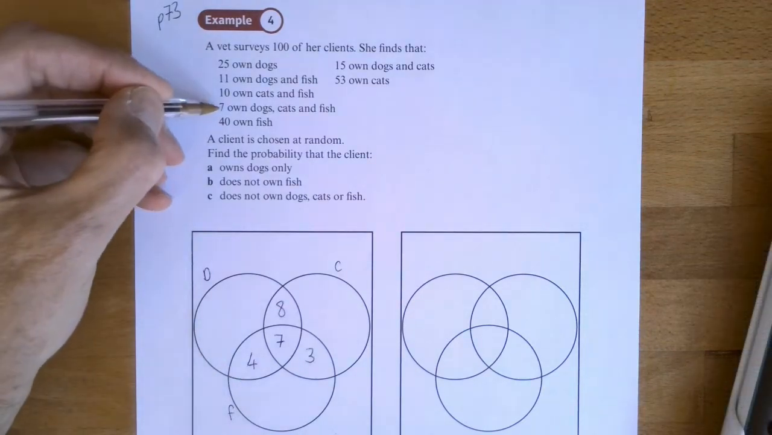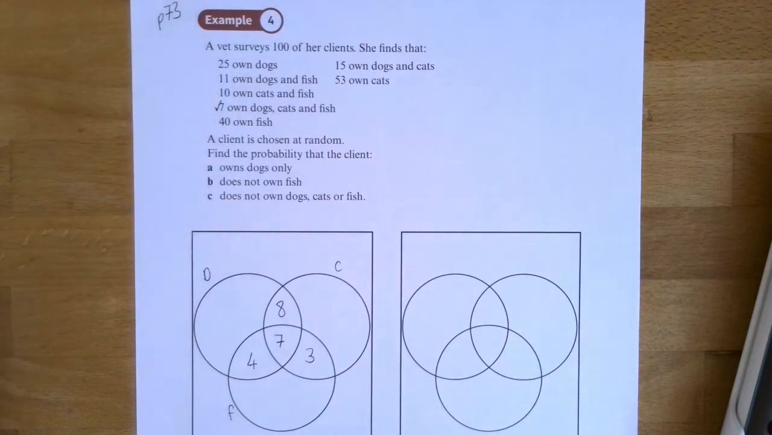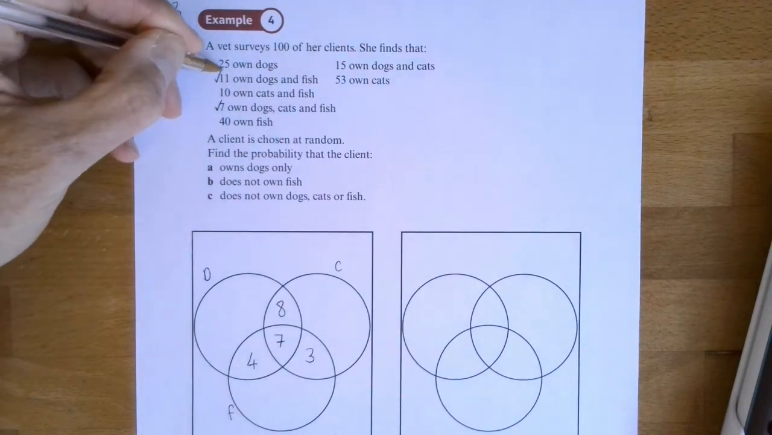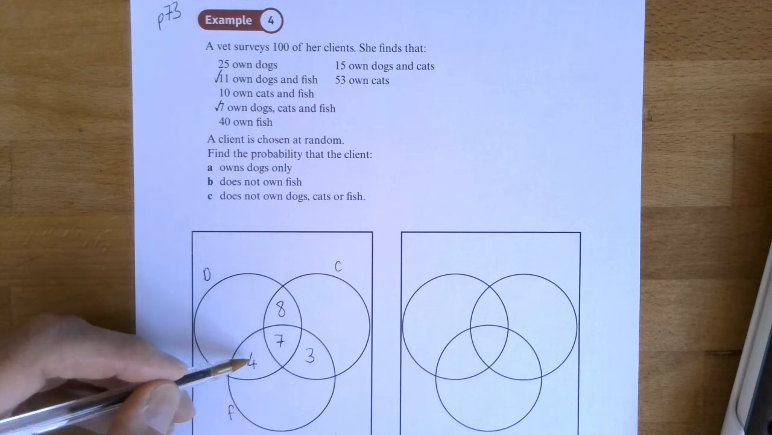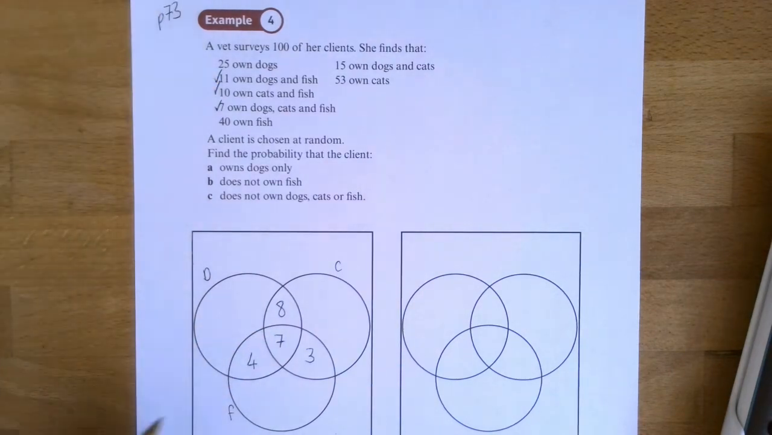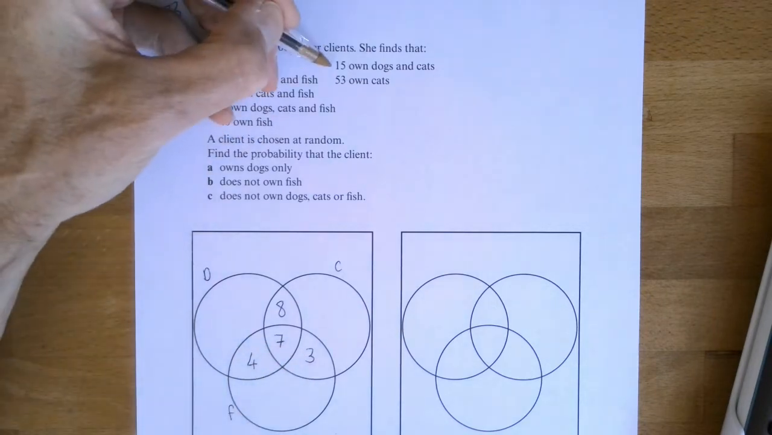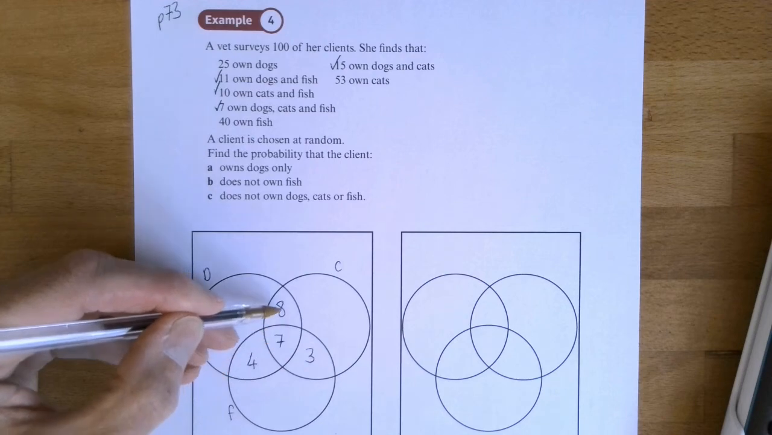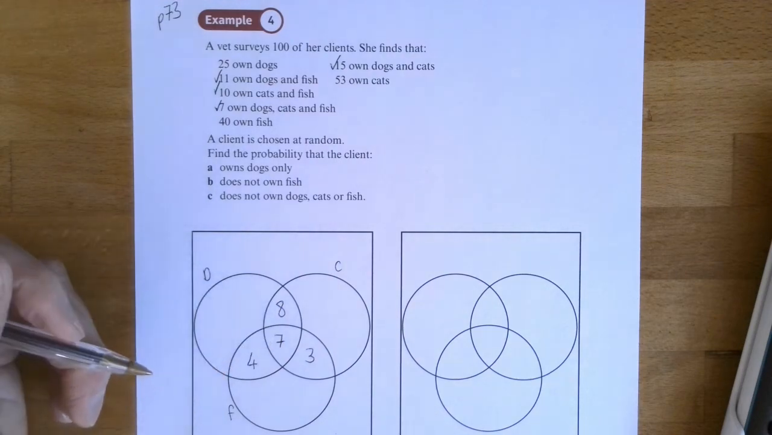Okay, so 7 people own all 3. 11 own dogs and fish, which includes that 7, so I put a 4 there. 10 own cats and fish, so that included the 7, so I just put a 3 there. And 15 own dogs and cats, so I've got 8 and 7 makes 15.